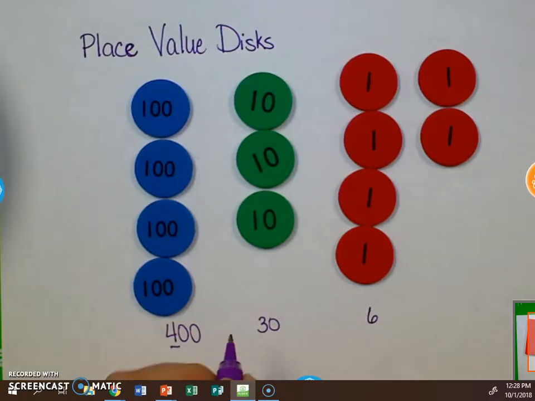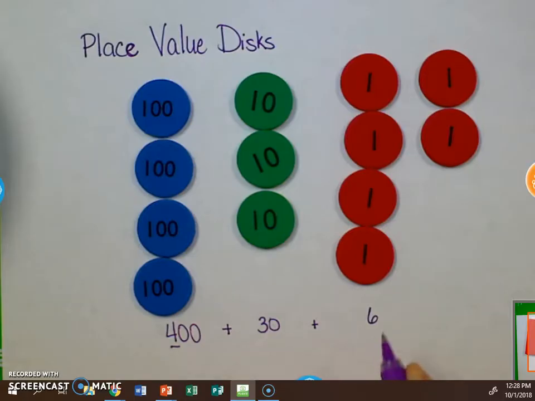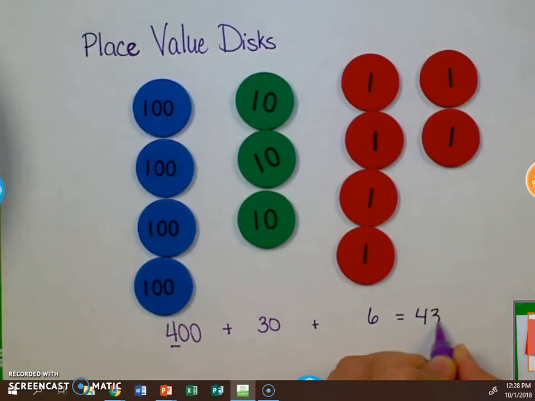We can put plus signs between the values, and this will turn it into expanded form. So 400 plus 30 plus 6 is 436. Place value disks can also be handy to help students understand the value of numbers if they have to draw them. Let's look at that next.